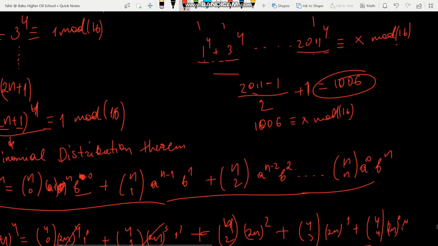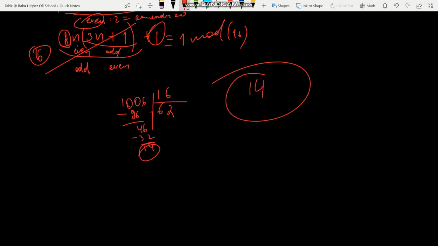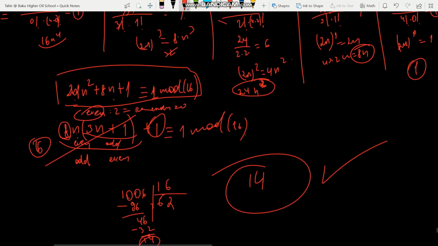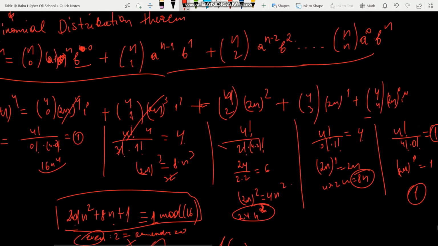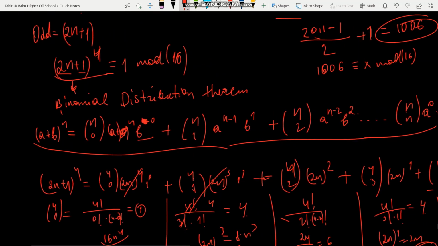And this is actually a very easy problem. Let's just divide 1006 by 16. We get 6, 9 times 16 is 96, and 46, which is equal to 2 times 16 is 32, and 14. Our remainder is 14. We found the final answer, and this is correct. And you can use this binomial distribution theorem to solve so many Olympiad type questions.